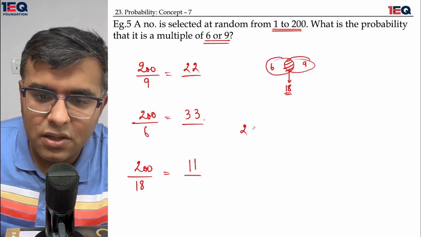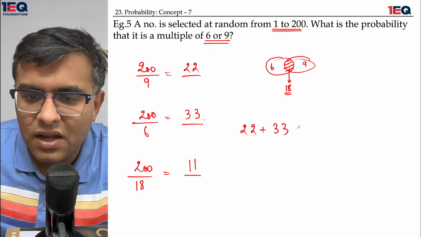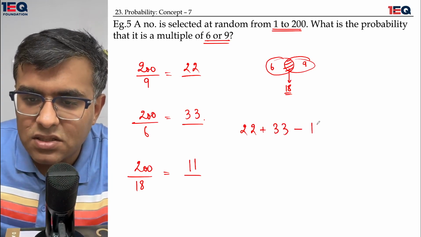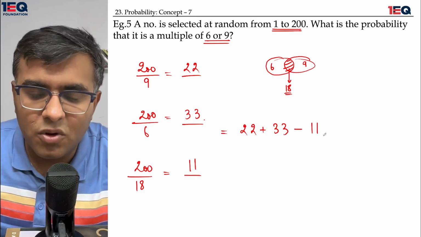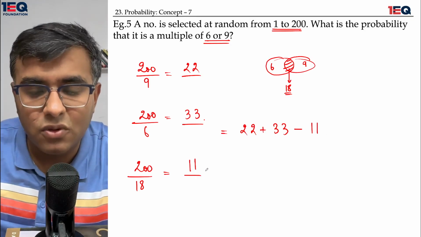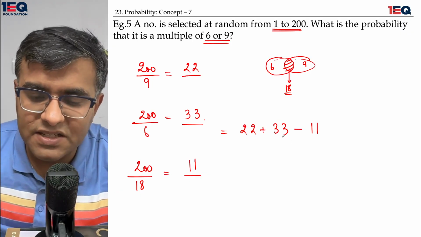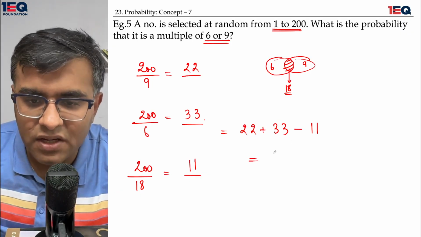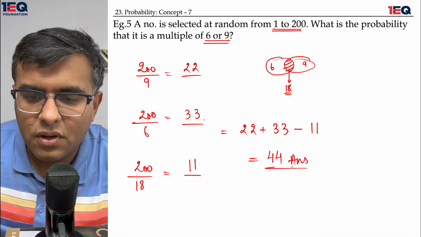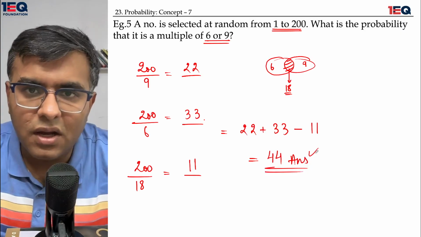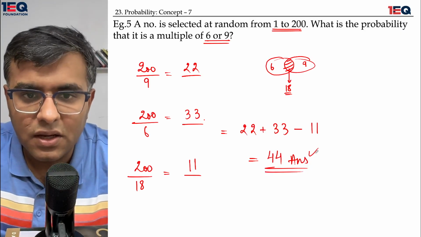So my answer here would be 22 plus 33. This is a partial answer. I have to subtract once the number of common factors, those numbers which are divisible by 18. 22 plus 33 makes it 55. 55 minus 11 makes it 44. So 44 is my final answer. Got it? 44 is my final answer.